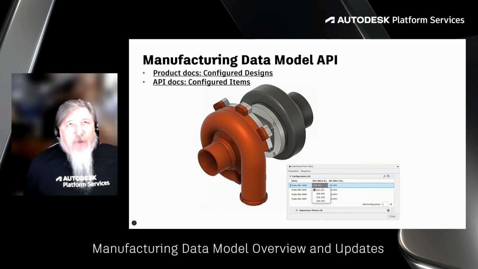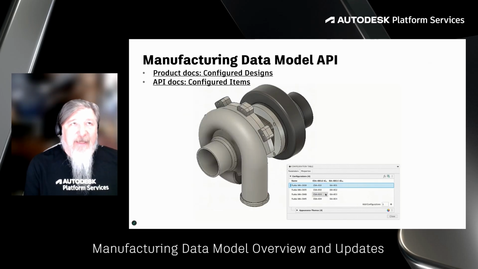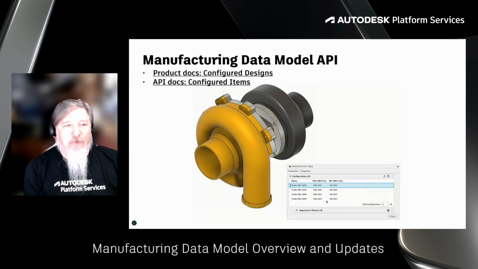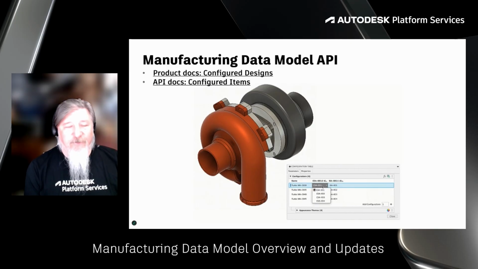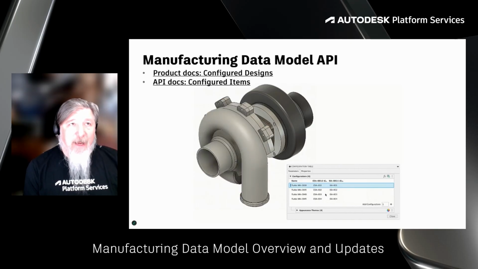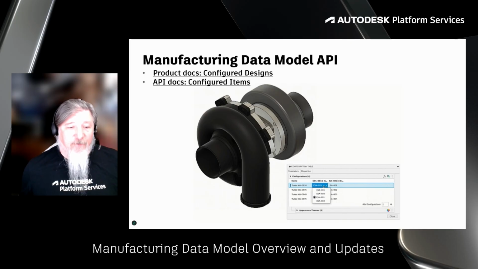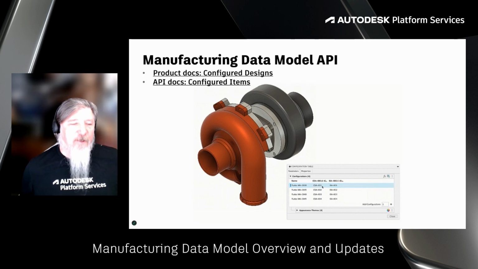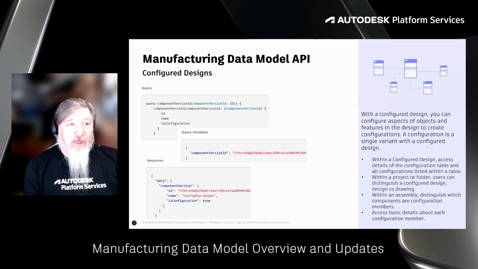And then we also have support for configured designs at a high level. First of all, from the Fusion perspective, a configured design is basically allowing you to take a component and configure it with different options. For example, a component may be made of different materials depending on the overall configuration of the assembly. With this idea in mind, we've introduced the configured designs aspect in the data model.